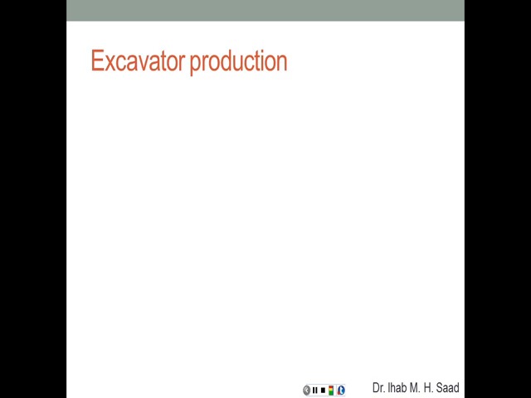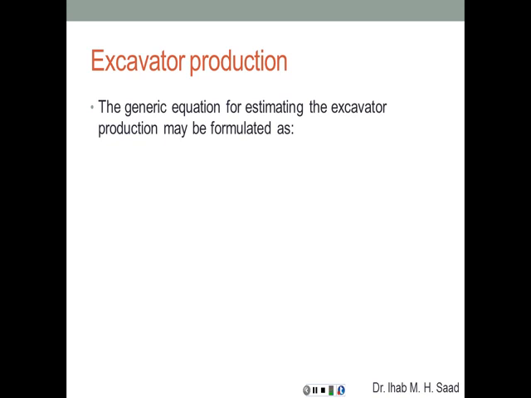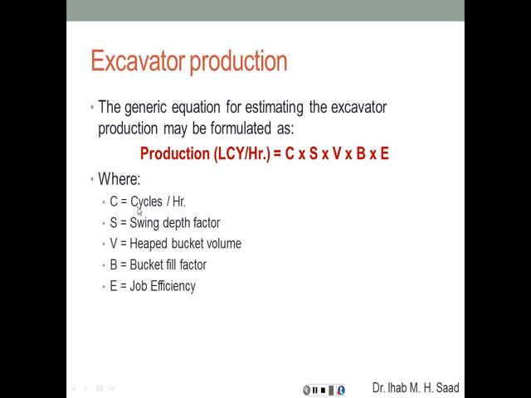The production rate for that excavator, the generic equation, is production in loose cubic yards per hour. Notice now that this is in loose cubic yards per hour, and it is equal to C times S times V times B times E. Let's learn about each one of these symbols. C is the number of cycles per hour. Basically the production is going to be volume per cycle times number of cycles per hour. This is, in a nutshell, how we calculate the production. But what are the details now? The C is the number of cycles per hour. S is the swing depth factor. We're going to see that in a table in just a second.